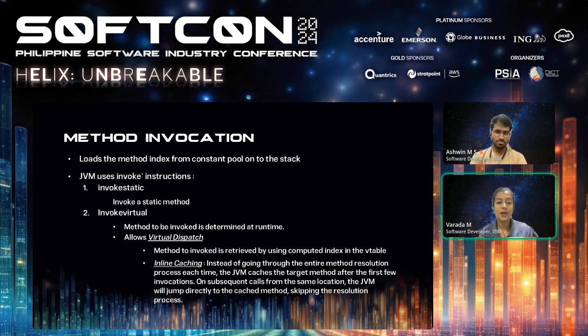Then we have method invocations. As I said about the constant pool, when we need to invoke a method, it loads the method index from the constant pool onto the stack. So the JVM basically has four kinds of invoke instruction: invokestatic, invokevirtual, invokespecial, and invokeinterface. And in Java 7 they also introduced invokedynamic.